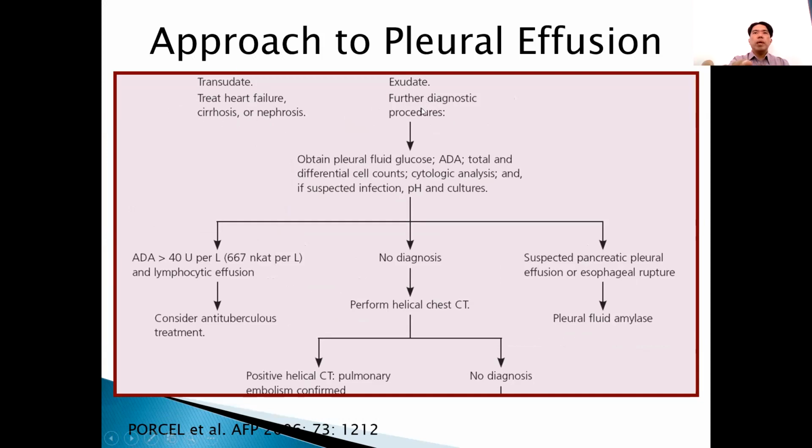In an exudate, you should be able to identify the etiology. Obviously, if it is lymphocytic or tuberculous, you should give anti-tuberculous medications. If you have no diagnosis whatsoever, then it is enough to perform a chest CT scan or another form of imaging, because we should be able to see a mass, or again, pulmonary embolism.